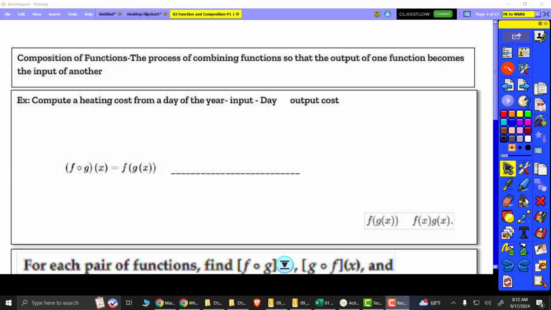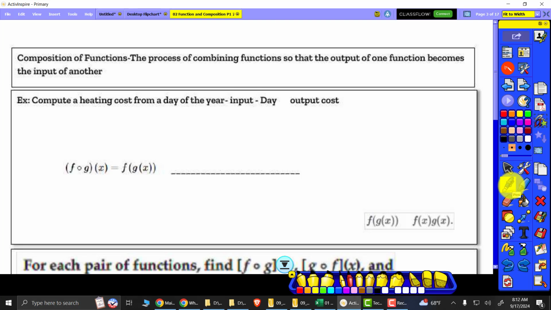Before? Or is this your first time hearing composition? First time? Okay, good. So composition, we have a notation that we use. This is the process of combining functions. We just did combination of functions prior to this, which is when you add, subtract, multiply, and divide. But in this case, the output of one function becomes the input of another one.